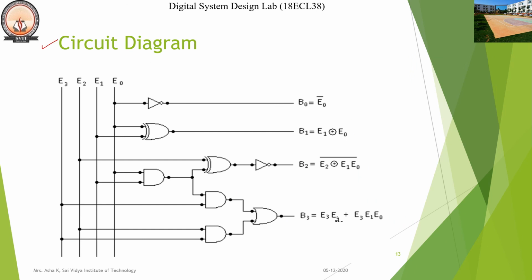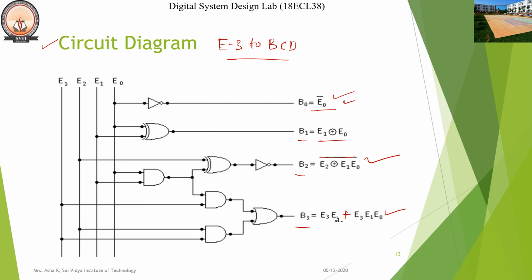Now let us understand the conversion of XS3 code to BCD code with the help of the circuit diagram. The BCD expressions that we obtained from the previous K-map calculation give us B0 equal to E0 complement, B1 equal to E1 XOR E0, B2 equal to E2 XOR with E1 E0 complement, and B3 equal to E3 E2 plus E3 E1 E0.